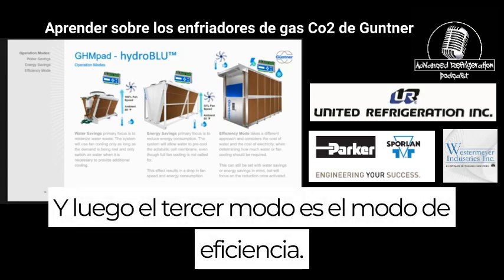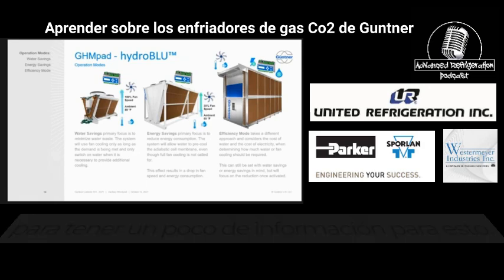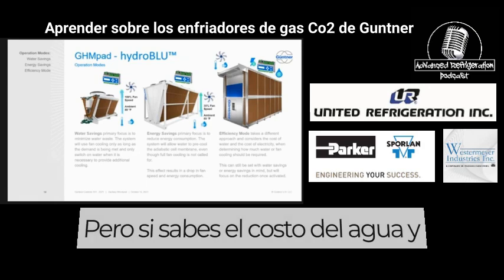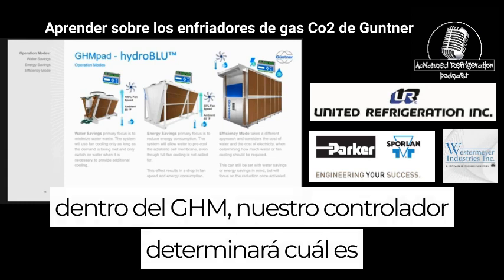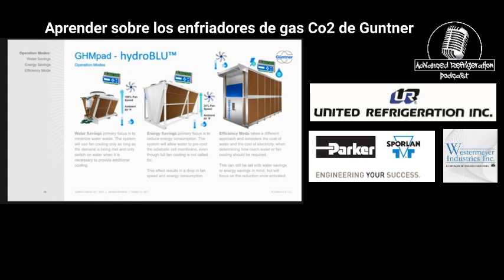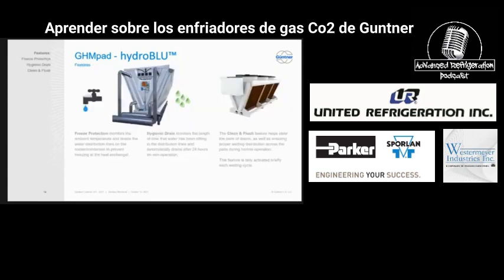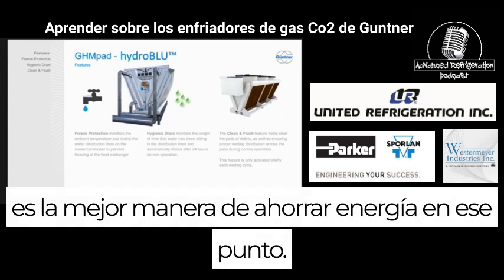And then the third mode is efficiency mode. This is really nice. Not a lot of people use this because you need to have a little bit of information for this. But if you know the cost of water and the cost of energy, and you can put that inside the GHM, our controller will determine which is better to use and operate in that method. So it's actually smart enough to figure out which way is the best way to save energy at that point.